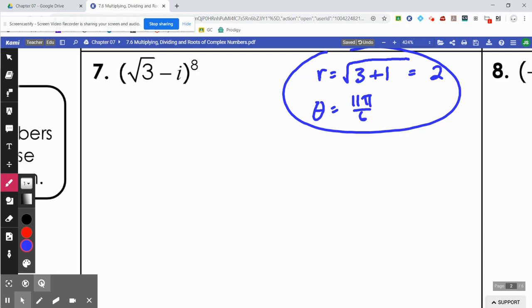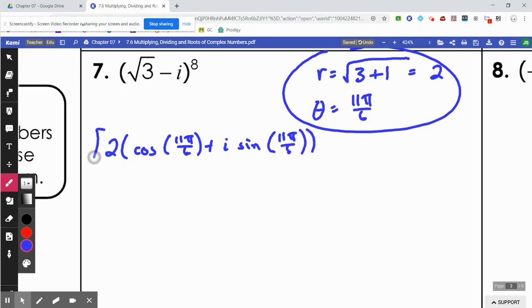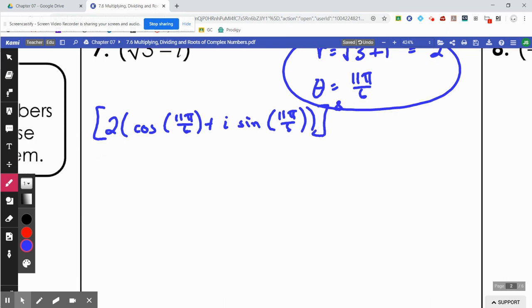So trig form is simply R times cosine theta, which is 11 pi over 6, plus i sine theta, which again was 11 pi over 6. And there's your trig form. And close your parentheses. Now we want to raise this to the 8th power. So now that we have it in trig form, all we have to do is take your modulus, raise it to the 8th power, times the cosine of 11 pi over 6, and you multiply those angles by 8.